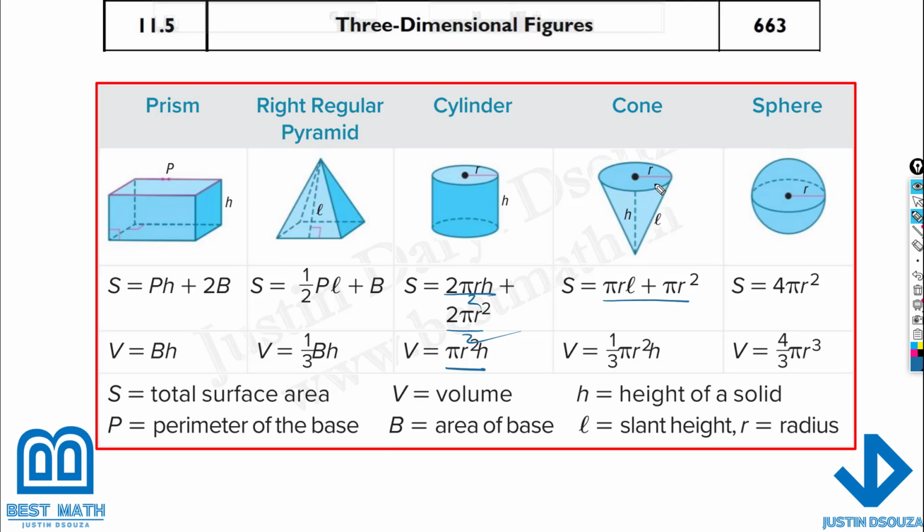Now remember, here it's not the height, not the vertical height, it's the L value we deal with. And then pi r squared, 2 is gone. Same thing here, 1/3. And lastly, the sphere.